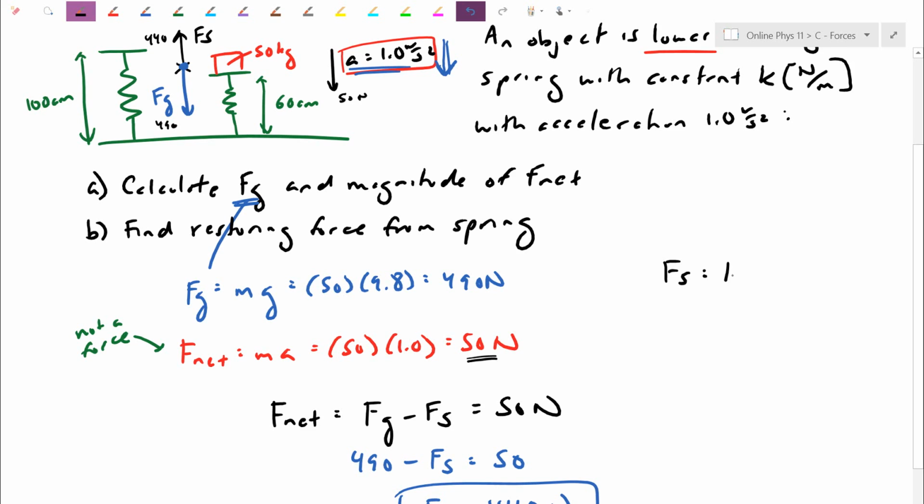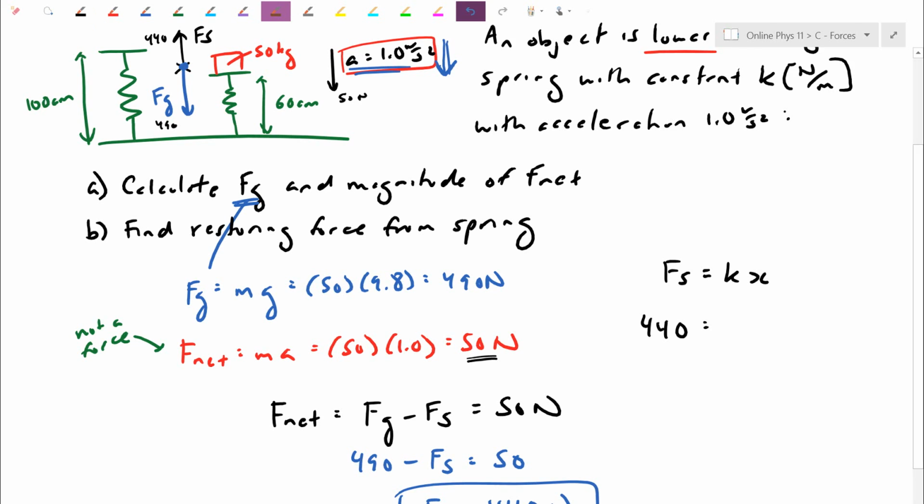Fs is supposed to equal kx. Yesterday, in some cases, I put negative kx. You just need to be careful. Negative is just opposite. So if Fg is squeezing the spring tighter than it wants to be, Fs is pointing upwards. It's trying to restore it back to that 100 centimeters. If my force along the spring has to be 440, we're going to totally avoid problems of positives and negatives just by labeling a free body diagram.